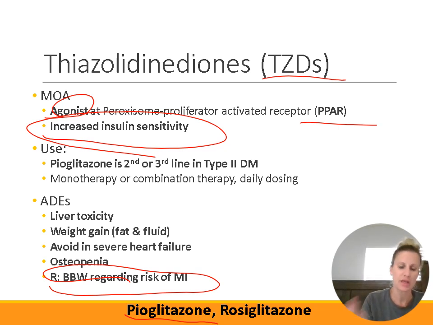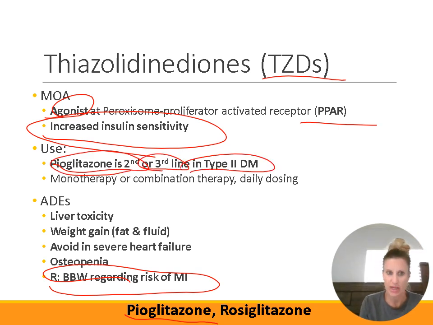TZDs, again, just in type 2 diabetes. Pioglitazone is second or third line in type 2 diabetes. It can be used as monotherapy or combination therapy, and it's just once daily dosing. So typically, first line we know is metformin, but then if we need to add something on to metformin, then usually we would try like a GLP-1 agonist possibly first, but we can add a TZD. Pioglitazone specifically, not rosiglitazone.